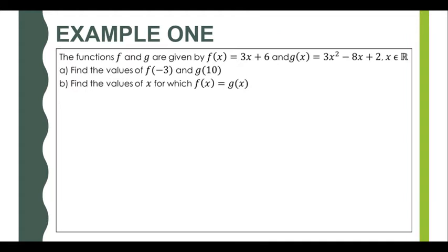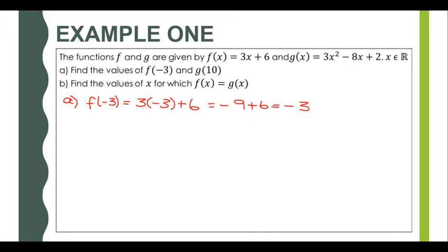Firstly, we're asked to find f of minus 3 and g of 10. So we need to substitute minus 3 into our function for f and then 10 into our function for g. We'll start with f of minus 3. So we get f of minus 3 is equal to 3 times minus 3 plus 6. So we're replacing x by minus 3, which we can simplify to give us minus 9 plus 6, which equals minus 3.